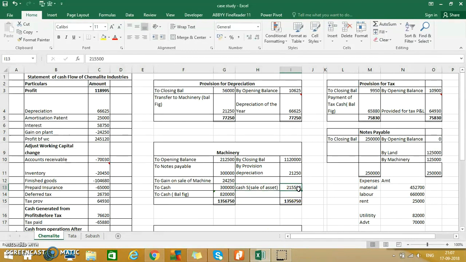So I have got the number 2,15,500 from the provision account, closing balance given, opening balance given, the notes payable, I have got it from 6 lakhs, half of that, and then the gain is given in the P&L account, and this 3 lakhs is half of 6 lakhs, which we have discussed right now. Now when I have got all these numbers, the balancing number, when I balance this number of 13,56,750, then I end up with this cash balance. This is 8,20,000. What does that mean? This means that the company has purchased this asset for 8,20,000. I will get back to you in the second video.